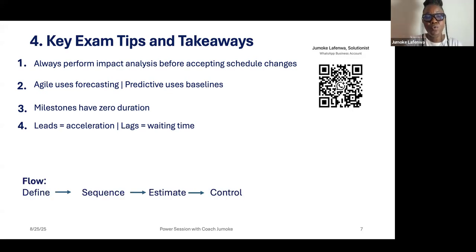All right, so this is the flow. You need to define your activities. You need to sequence the activities in a logical manner, and then estimate how long each of the activities will take, and then you sum them up to have the duration, and then you control. Controlling meaning the critical path, if it is 25 weeks, it remains 25 weeks. You don't get to 27, 26 weeks.